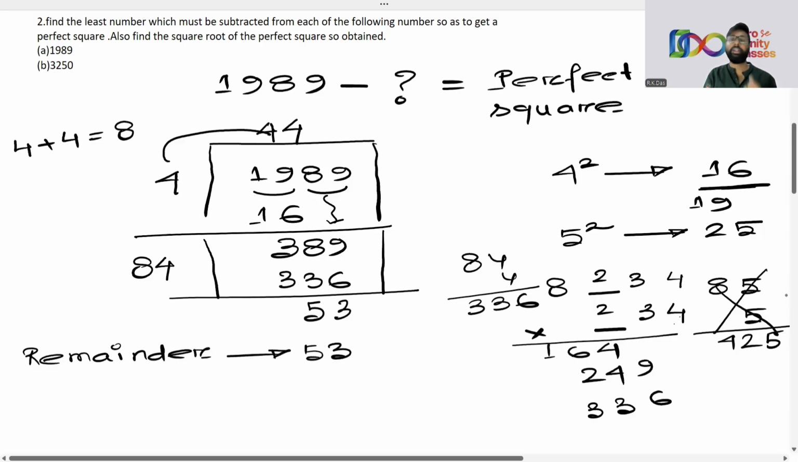So that means if we subtract 53 from 1989, then that number will be a perfect square. Again, I'm repeating, if I am subtracting this remainder, which is 53, from 1989, then the number will be a perfect square. So let me subtract: 9 minus 3, which is 6, 8 minus 5, which is 3. Then again, this is 19, so 1936.